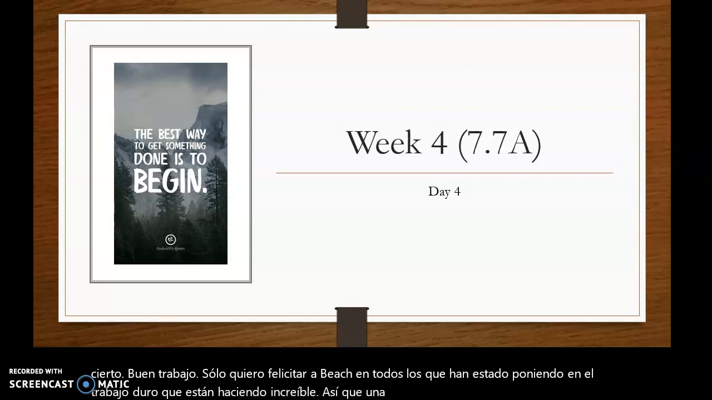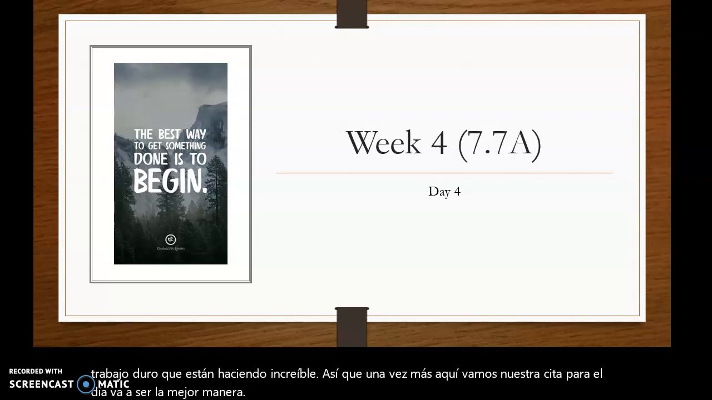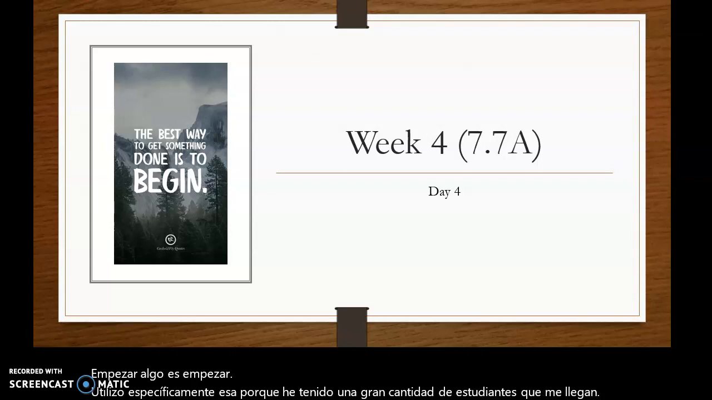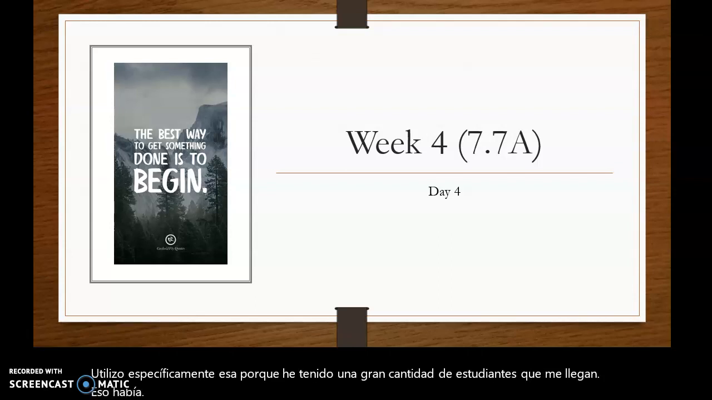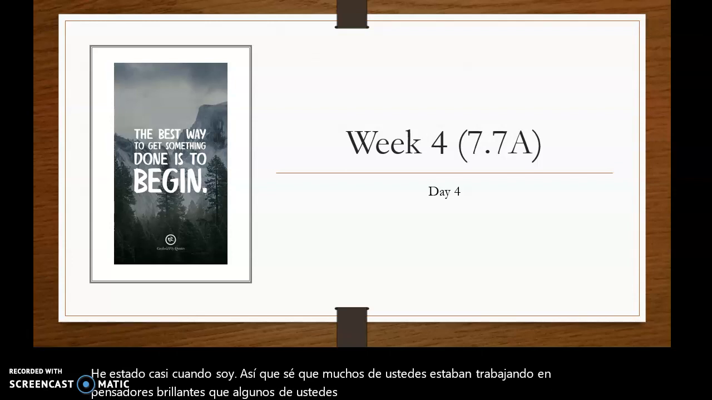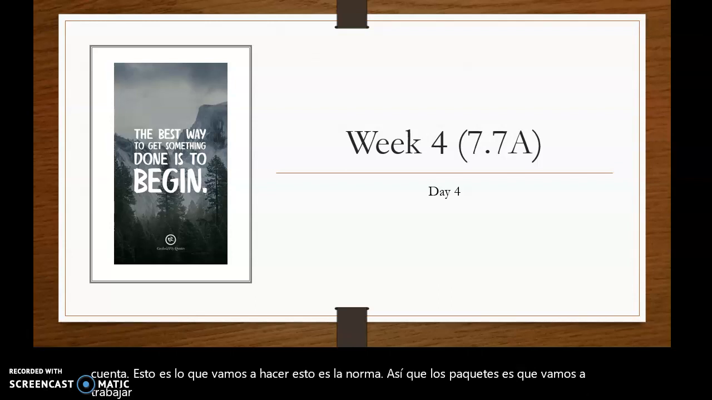Our quote for the day is: the best way to get something done is to begin. I specifically use that one because I have had quite a plethora of students reaching out to me that had been pretty much MIA for a while. I know a lot of you were working both on Bright Thinker. Some of you have been doing the packets. So just keep in mind, this is the norm. Packets is what we're going to be working on, this packet specifically, so we can hopefully master the content. So without further ado, let's go ahead and begin.